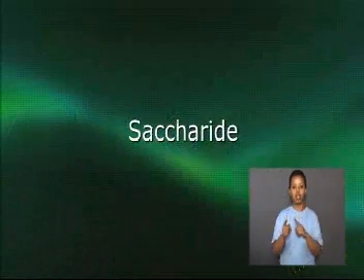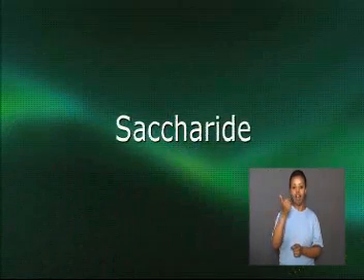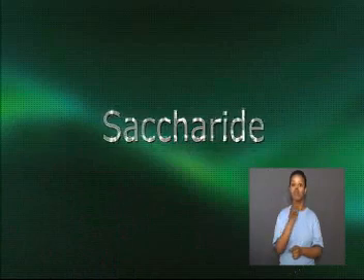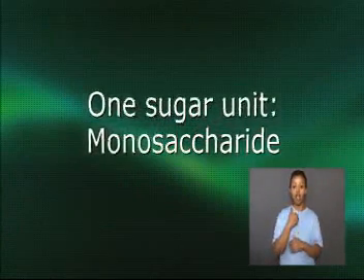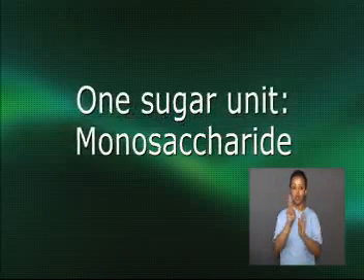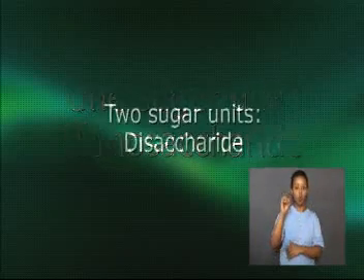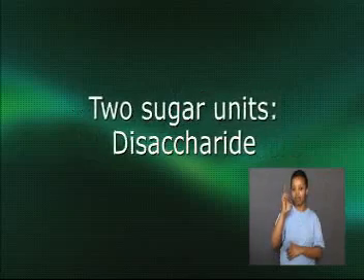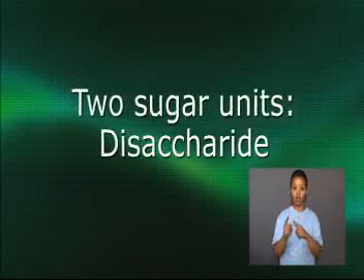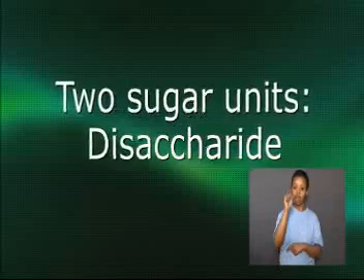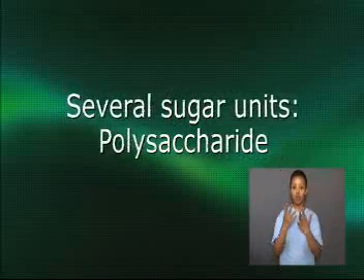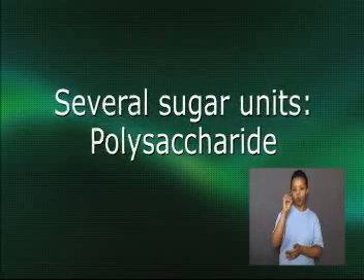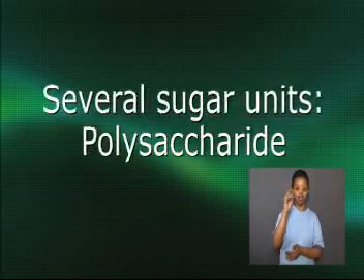Biologists also use the word saccharide to describe sugars. If there is only one sugar unit, it is called a monosaccharide. If there are 2 units, it is a disaccharide. If several monosaccharides combine, it is called a polysaccharide.